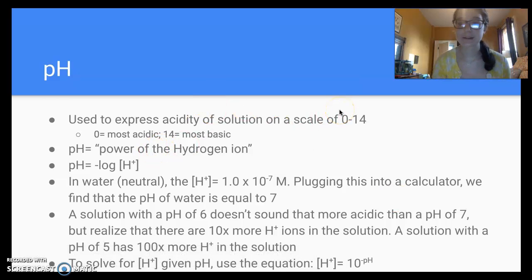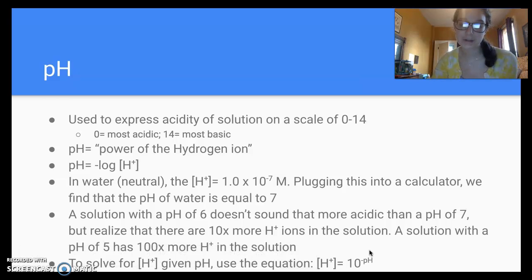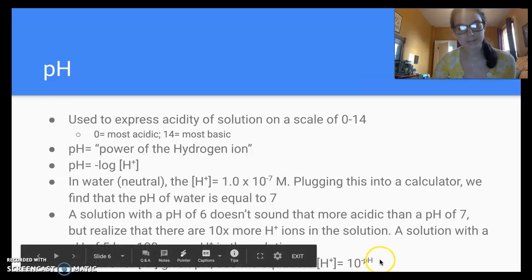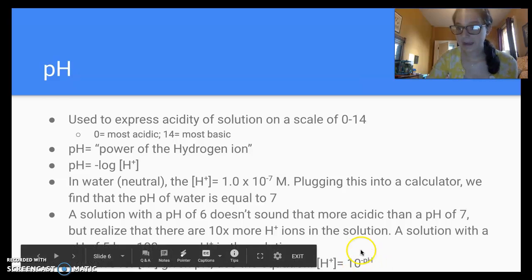To solve for the concentration of H+ given a pH, you're basically doing the opposite of a negative log, which is taking 10 to the power of the negative pH. So this is the equation you would use if you were interested in the concentration of H+ in a solution and you were given the pH of the solution. If you've ever tested pools or your fish tank for pH, a lot of times it will give you a number based on a color. So you could do 10 to that negative pH and find the concentration of H+ in the solution.